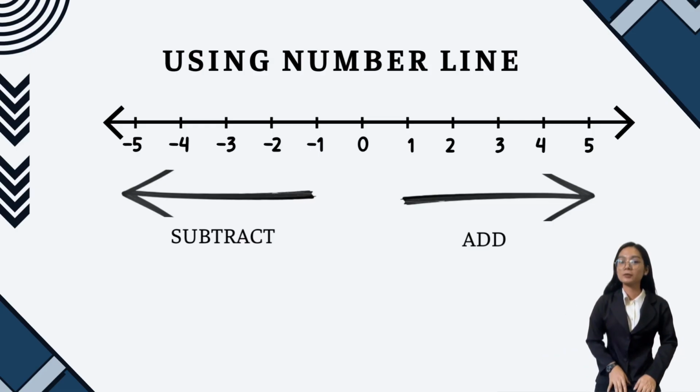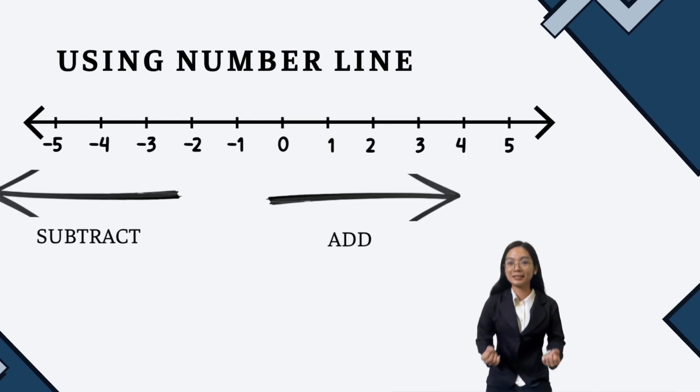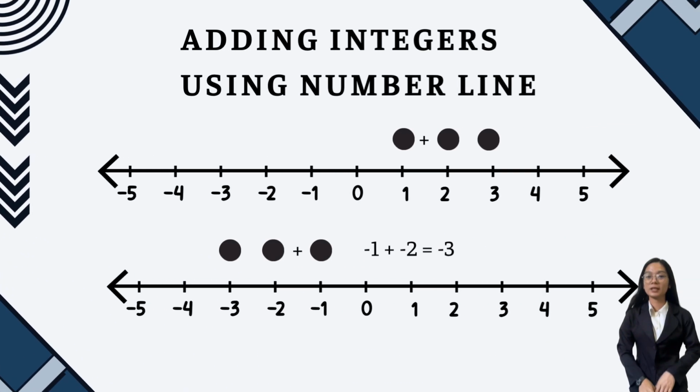Notice that the arrow pointing to the right says add, and the arrow pointing to the left says subtract. So when you add a number, you move to the right on the number line. When you subtract a number, you move to the left. Understand, class? For example, as we can see in the slide, 1 plus 2 is equal to 3.